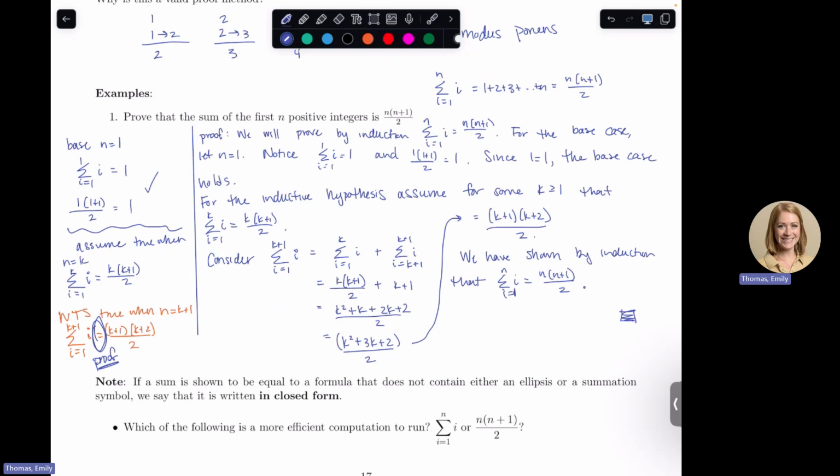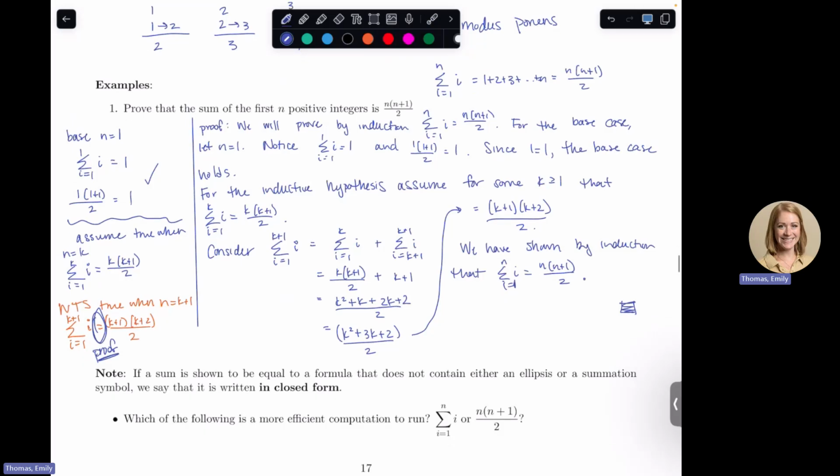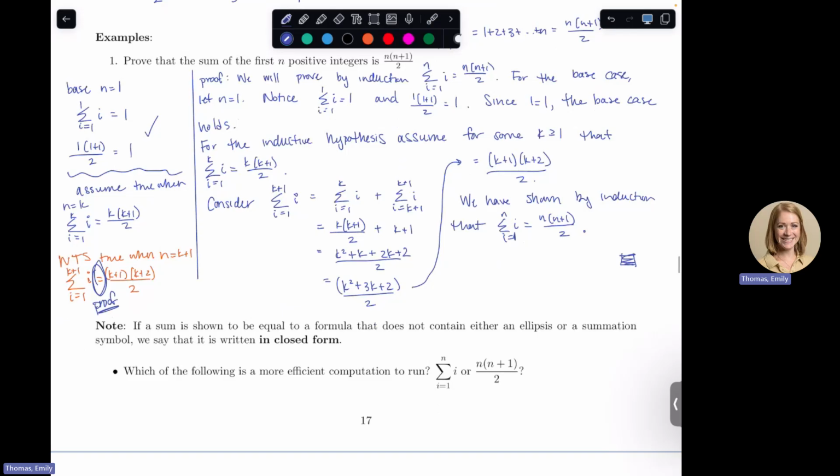I'm going to speak maybe out of turn here because I know very little about computers. But whatever, I'll do my best. This sort of thing, when the sum is written without the summation notation and without any ellipses or anything, is called being in closed form. That means all you need to know is what n is, you plug it in and you're done.